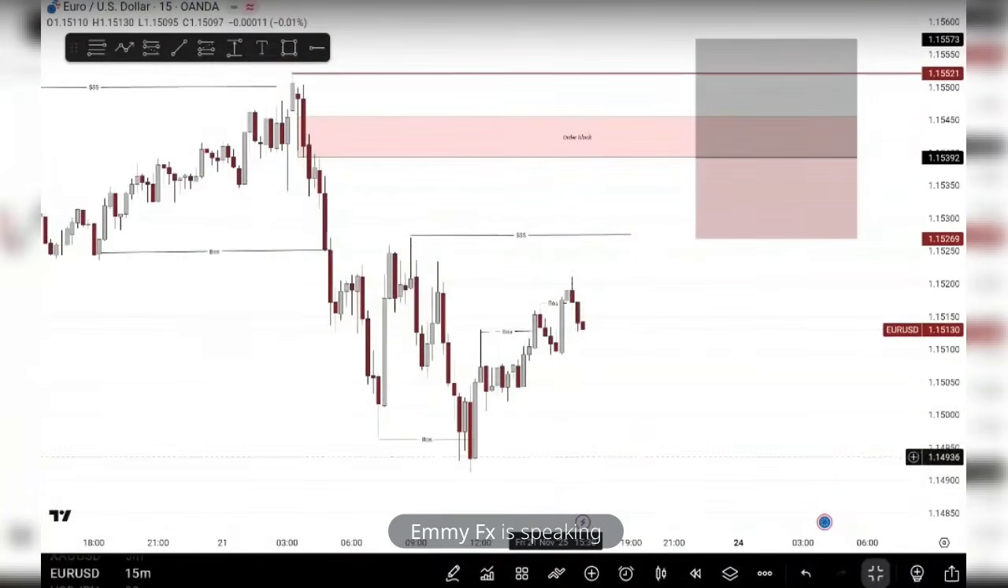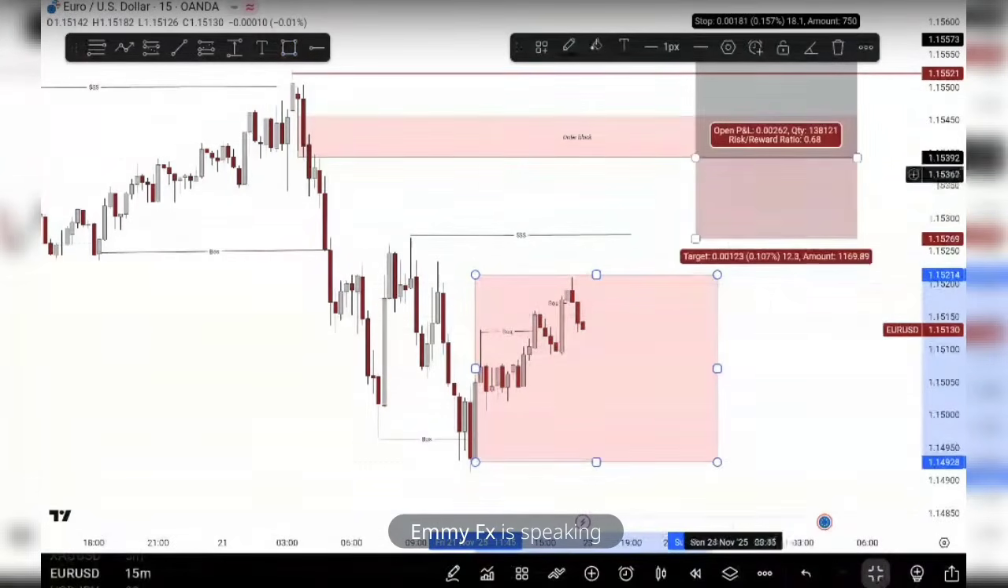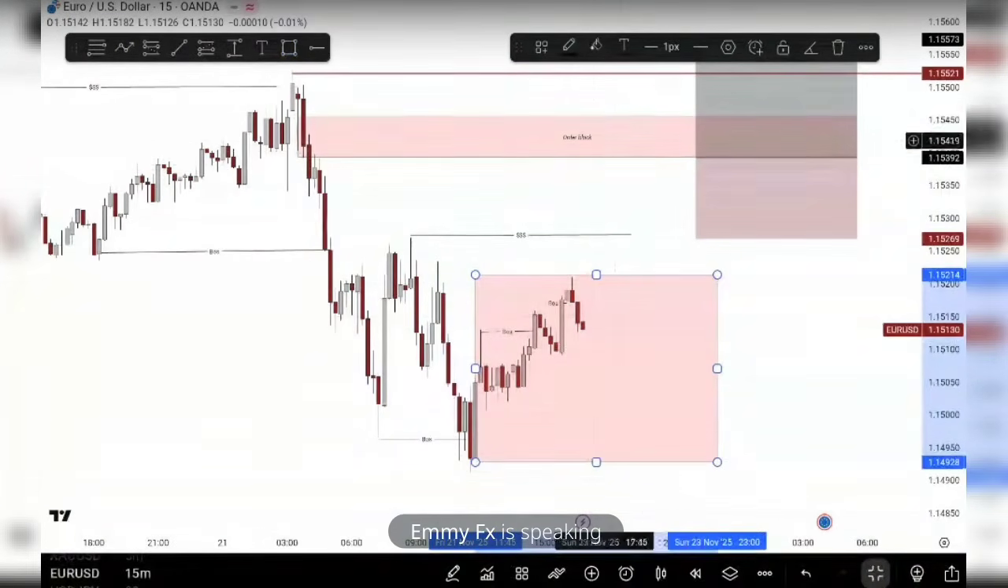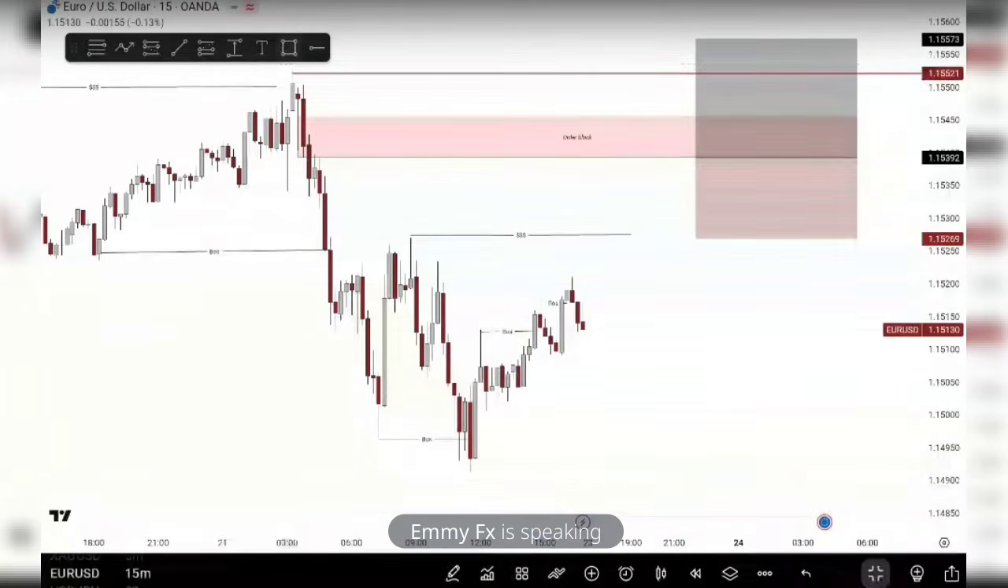Now, since the market is not yet open, I'm going to predict this to you guys. I'm going to show you this so that once the market opens on Monday, you will catch the buy to here before the sell from here, or price could even reject this sell here and continue buying.